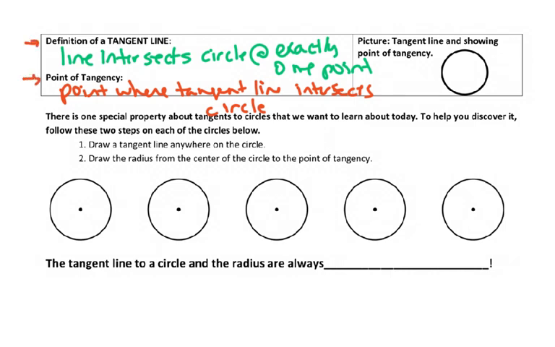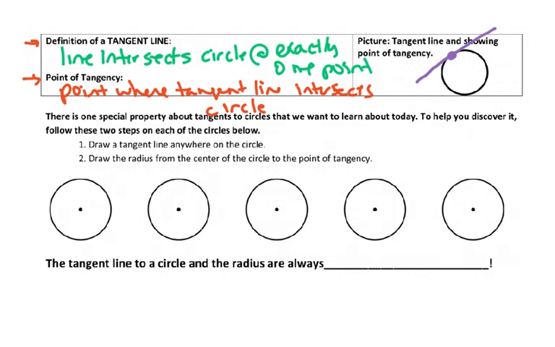Okay, I want you now to get a straight edge, and we're going to just draw some tangent lines. This one to the right says a tangent line and showing a point of tangency. So we're just going to draw a line. Yours will look better than mine because I don't have a straight edge that I can use on this, but that's going to be my point of tangency.